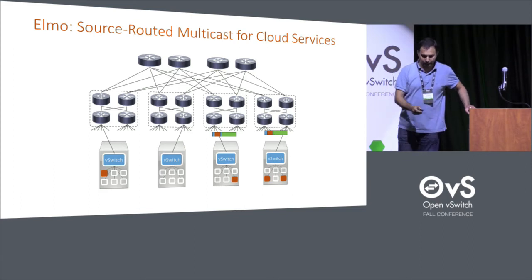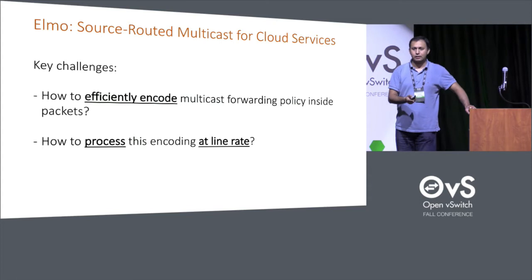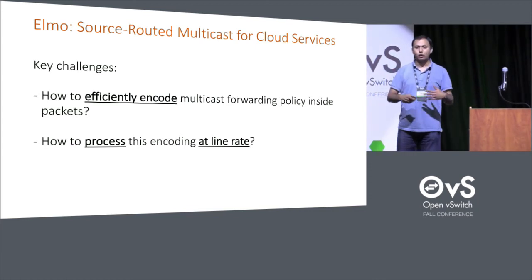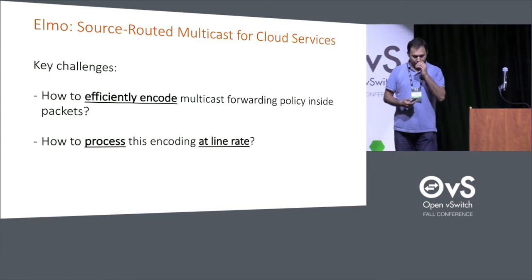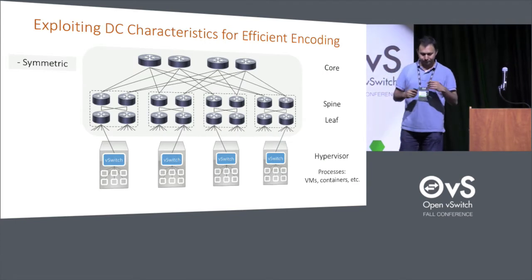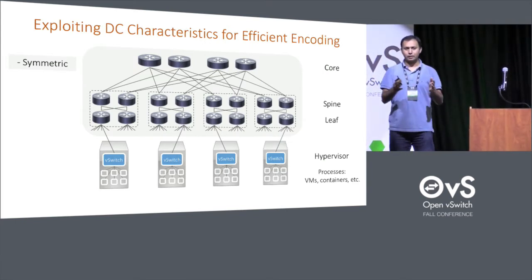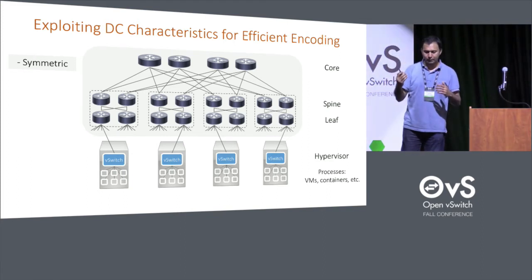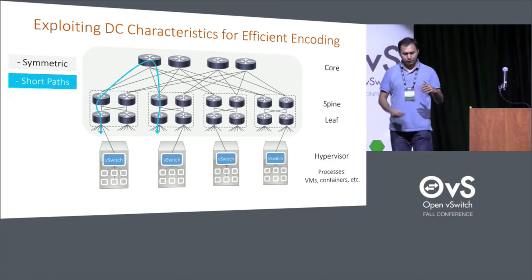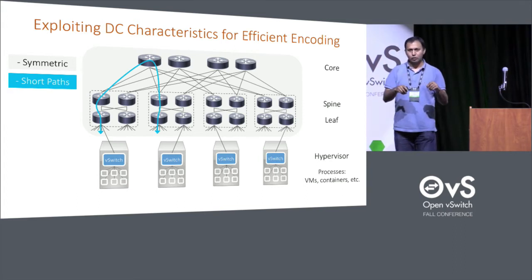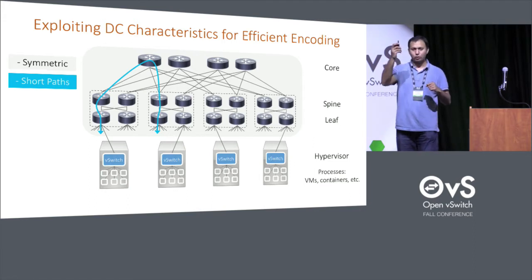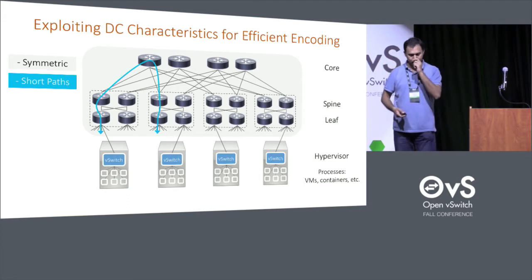So if you look at it closely, there are two main challenges in implementing this approach. One is how you efficiently encode this multicast policy inside packets, and the second is how you process them at line rate. So if you look at the data centers today, they tend to be very symmetric. Like the topology, they have a layered structure in their data center topologies, like with core layers, spine layers, and leaf layers. And also there are a limited number of switches across any path. Like for example, in this case, if you go all the way to the core and come back, there are 5 switches that you see in the middle.